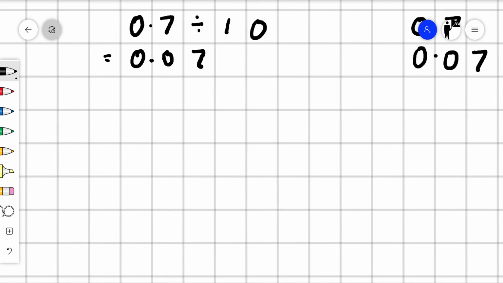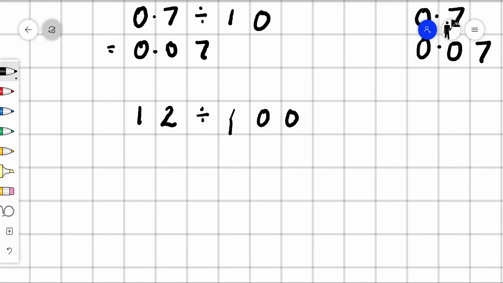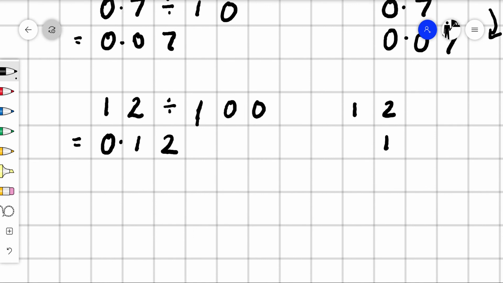I'll maybe do 1 or 2 more. Let's do 12 divided by 100. So we're going to move down 2 places from 12. Well, what's 1 place down? So that's going to be 1.2, isn't it? So another place down would be 0.12. Once again, if you're not happy with that, just write it out. Okay, so 1 place down would be 1.2, 2 places down, 0.12.